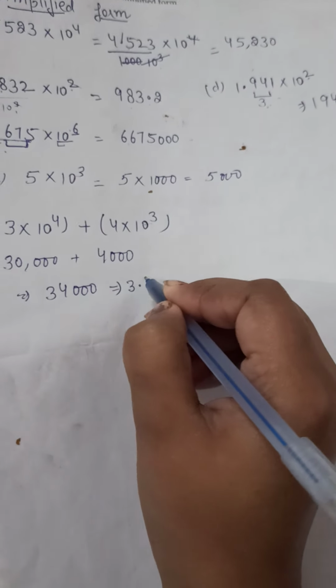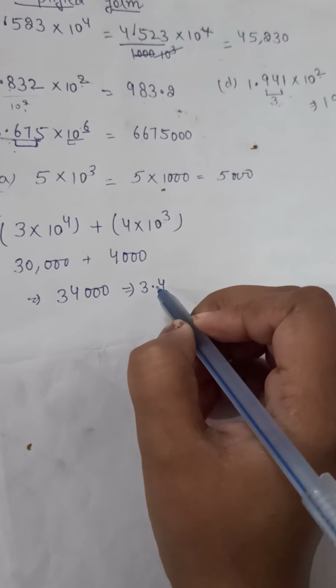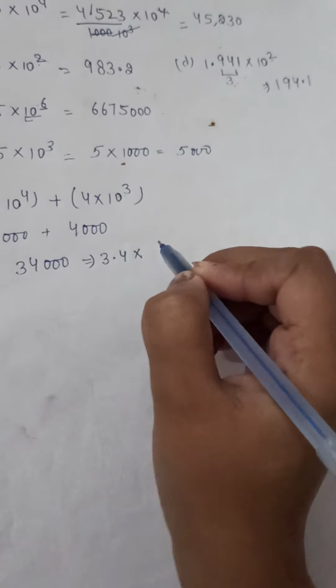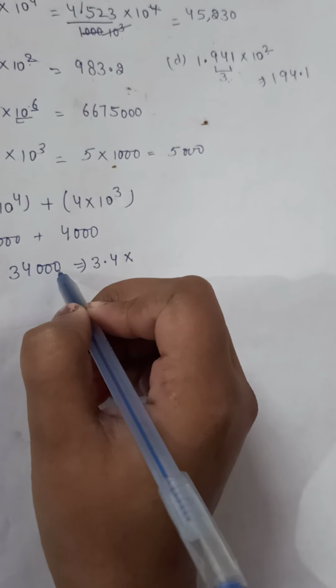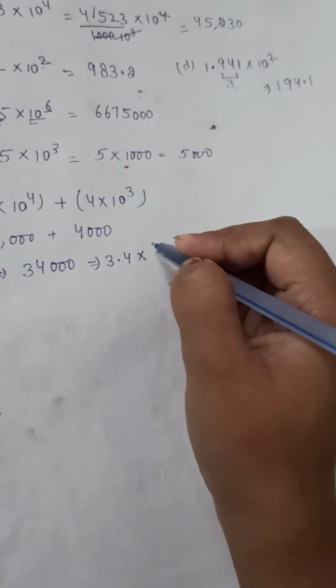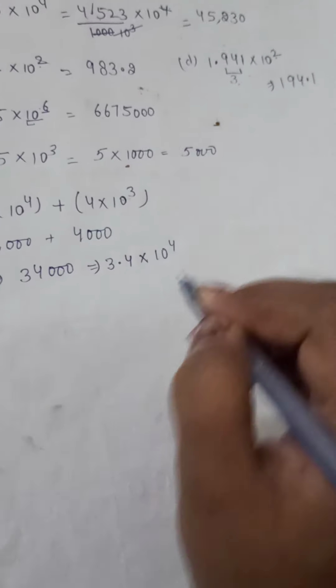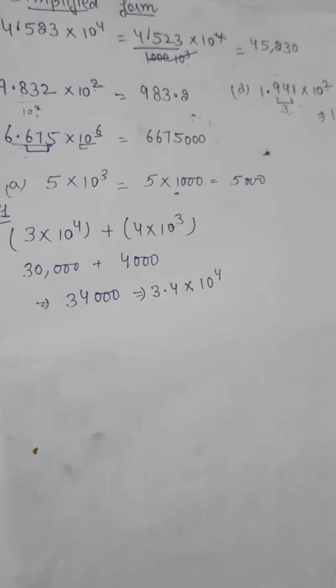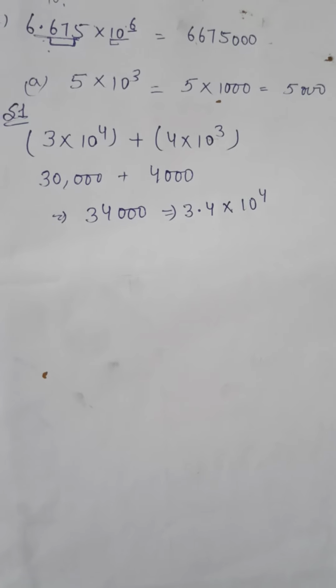We have to keep only one number before the decimal. Sorry, 34 is the number, meaning 3 decimal 4, multiply with how many zeros, 1 2 3, and 1 we put the decimal, so 10 to the power 4. Clear this one?